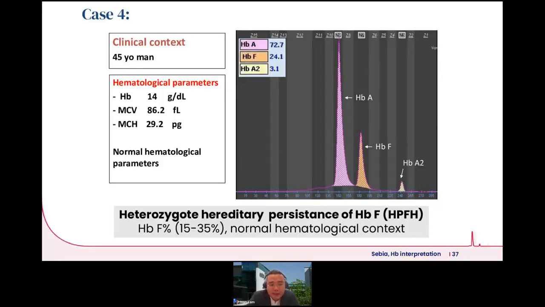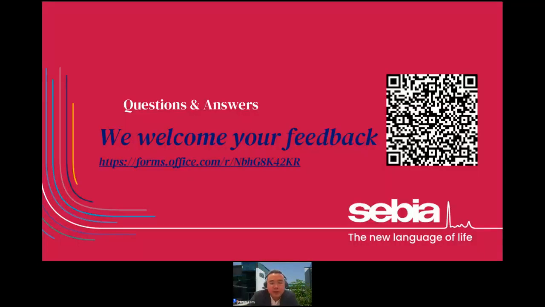And in this case, hemoglobin F is greatly increased, but hematological parameters are normal as well. In such an instance, it is a heterozygote hereditary persistence of hemoglobin F. So it is important to always refer back to the hematological parameters and use them to guide your interpretation as well. With that, I end my webinar and welcome you to ask questions.